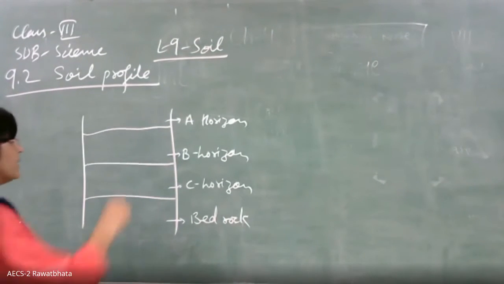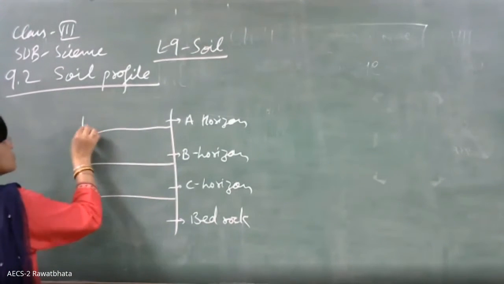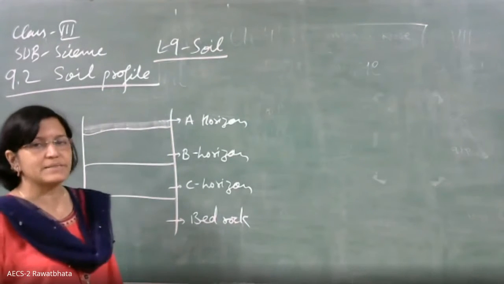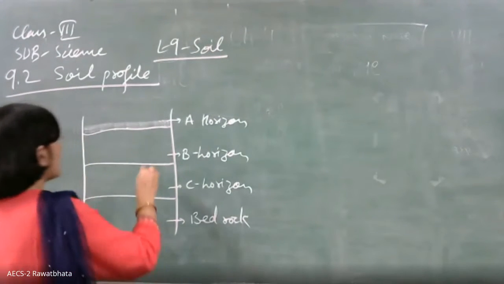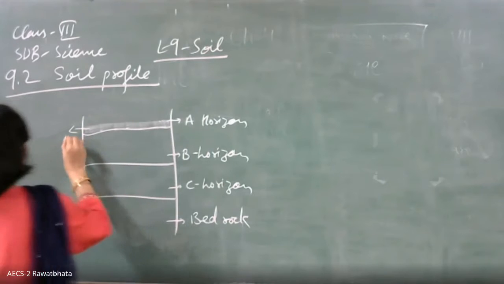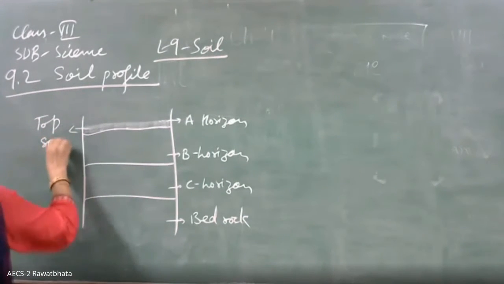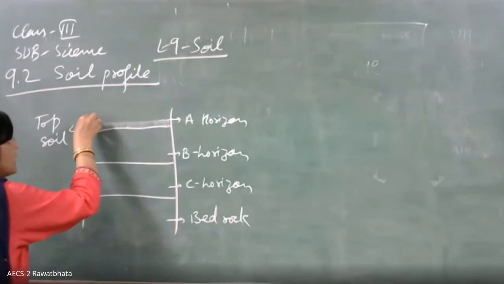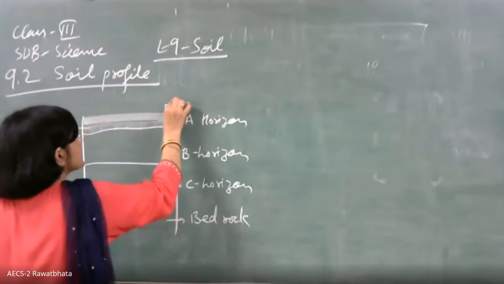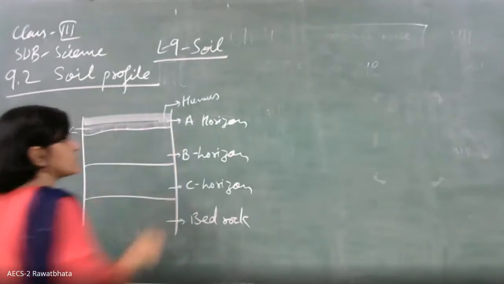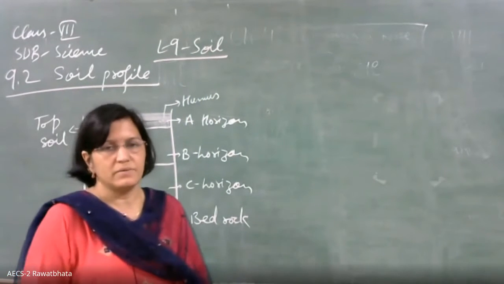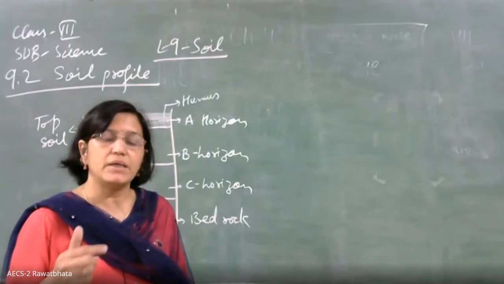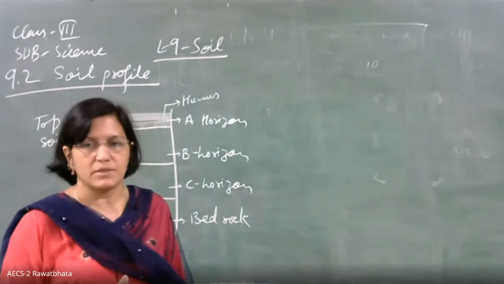Usually, on the top of this A horizon, we have soil, basically the soil which inhabits most of the plants and animals. And of course, in A horizon, we have what we call the topsoil. And on the surface of the topsoil, we have a thin layer of humus. Now, what is this humus? Humus is a layer which is black in color. It contains the dead and decaying plants and animals in it.